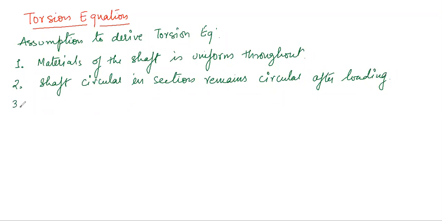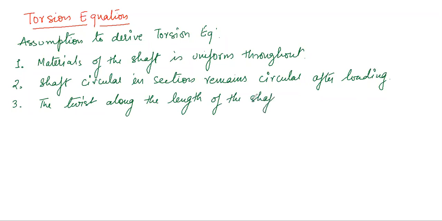Third assumption is the twist along the length of the shaft. The twist along the length of the shaft is uniform throughout, right?